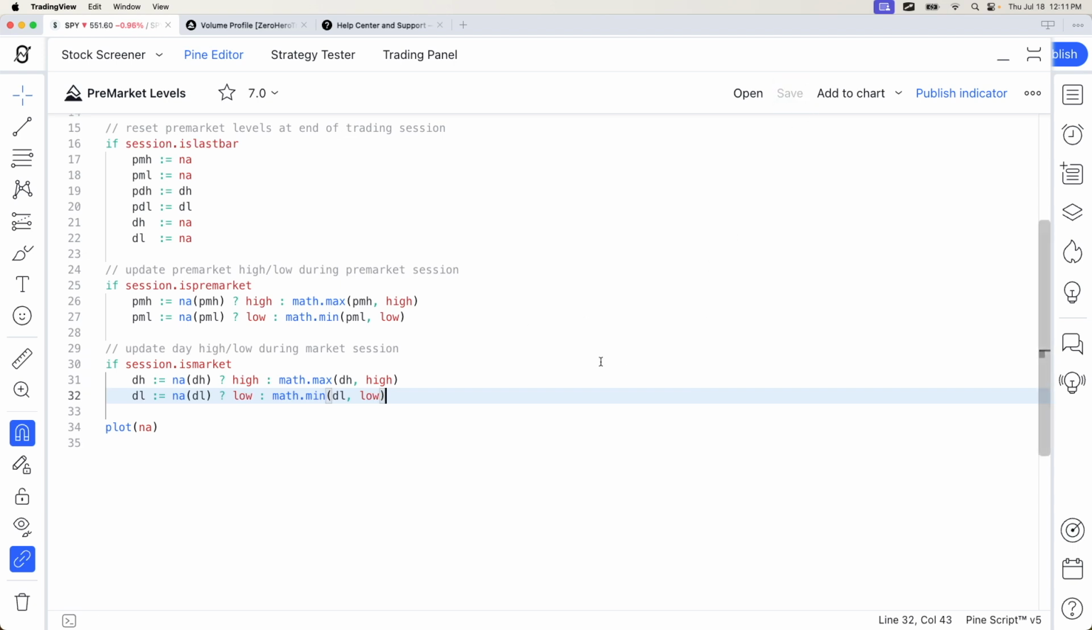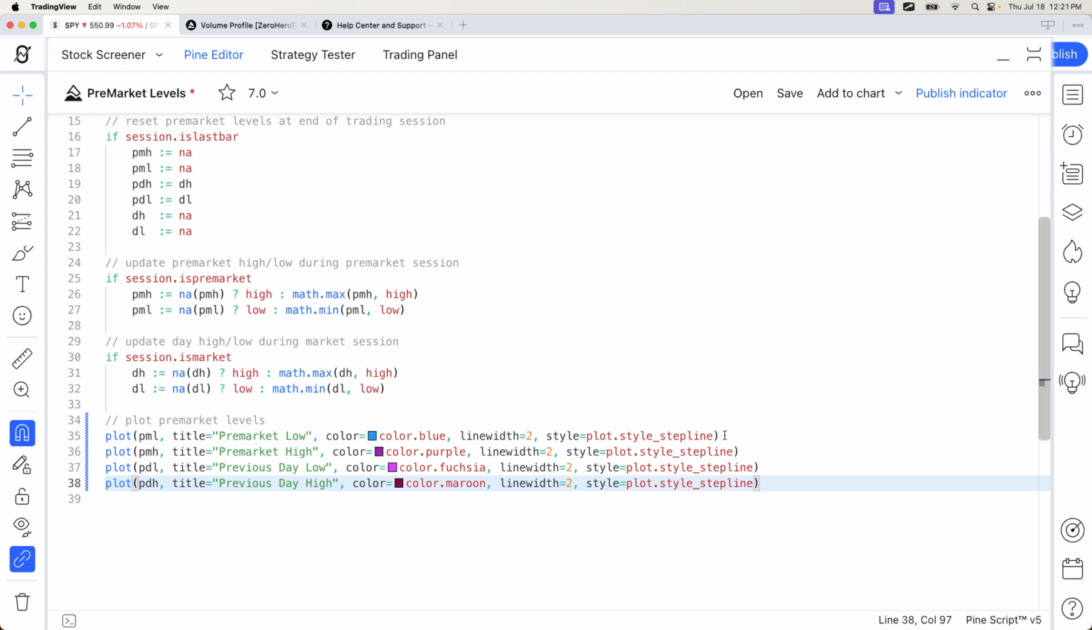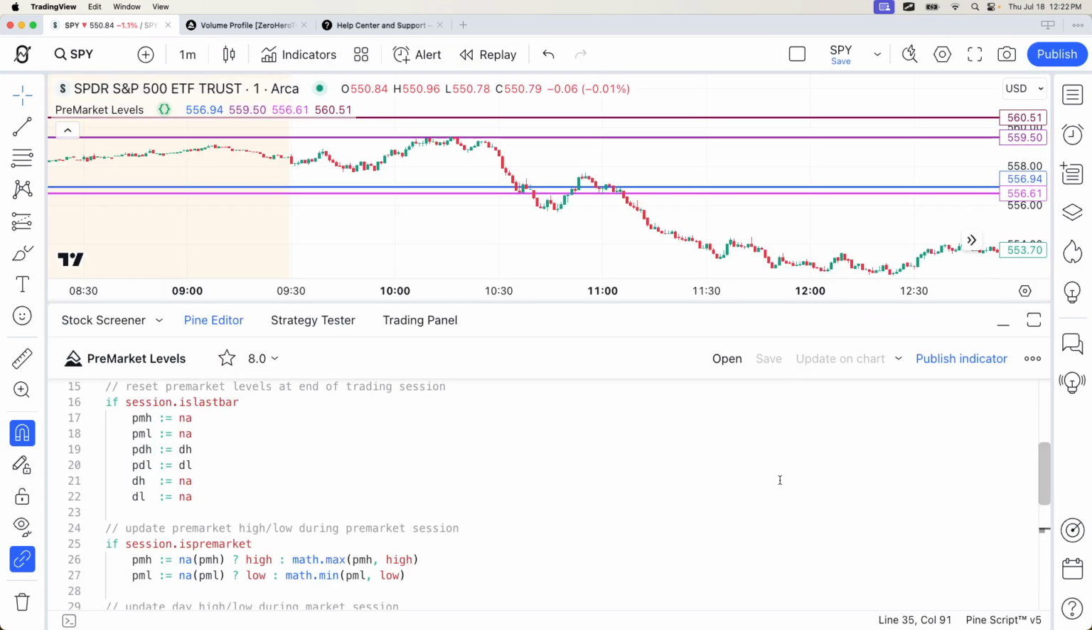No errors. Great. Let's now plot those pre-market levels on the chart, like so. So pre-market low, pre-market high, previous day low, previous day high. And for each of them, we assign a title, a color. We have changed the line width to 2 and the style of the line being a step line. Let's save. No errors. Let's add to the chart and check the result.